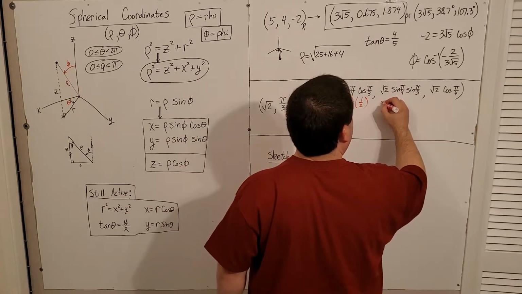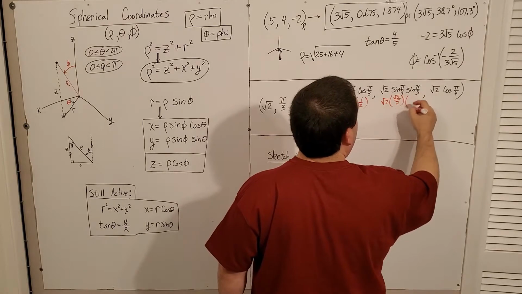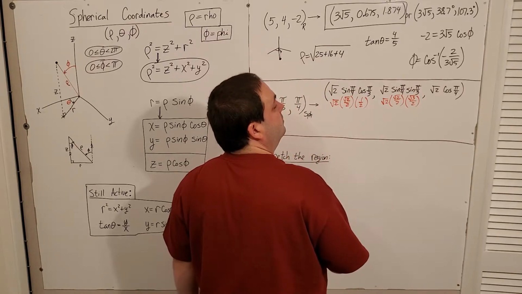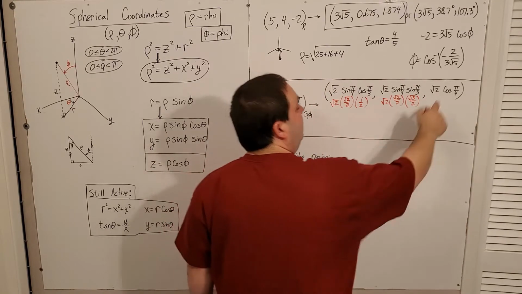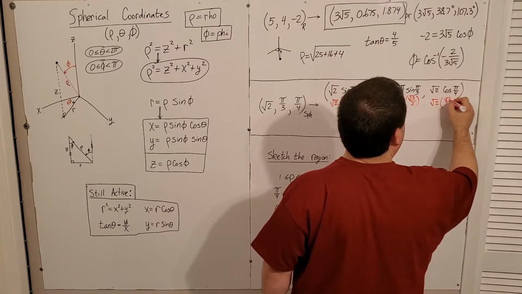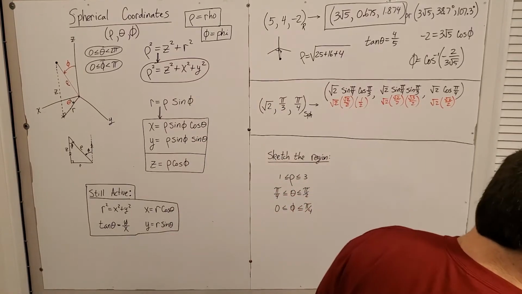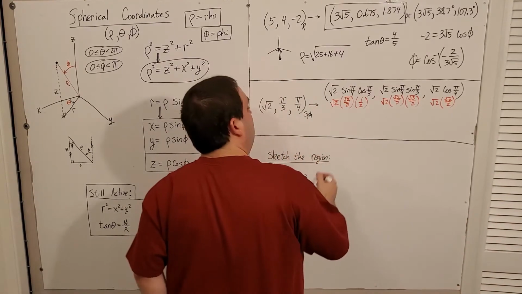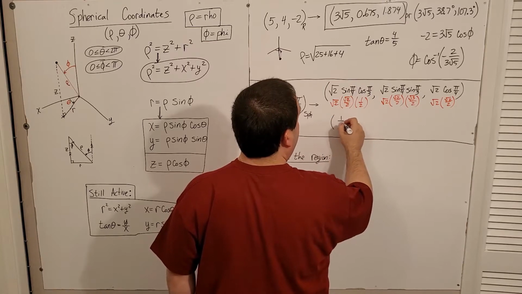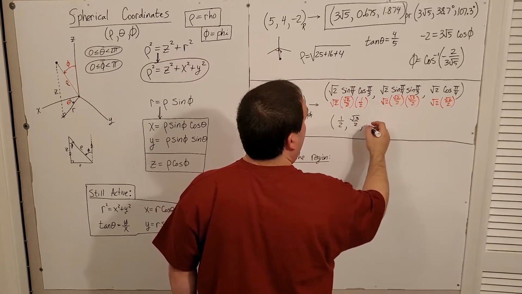Next, I've got square root of 2, square root of 2 over 2. And sine of pi over 3 is square root of 3 over 2. And then over here, I've got square root of 2 times square root of 2 over 2. All right. So in rectangular coordinates, this one would be 1/2, square root of 3 over 2, and 1.